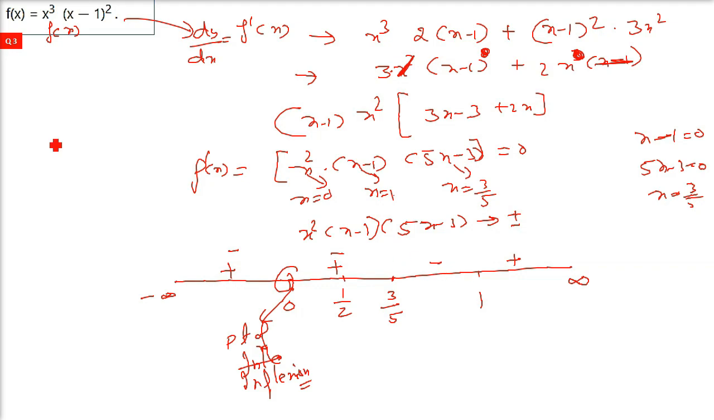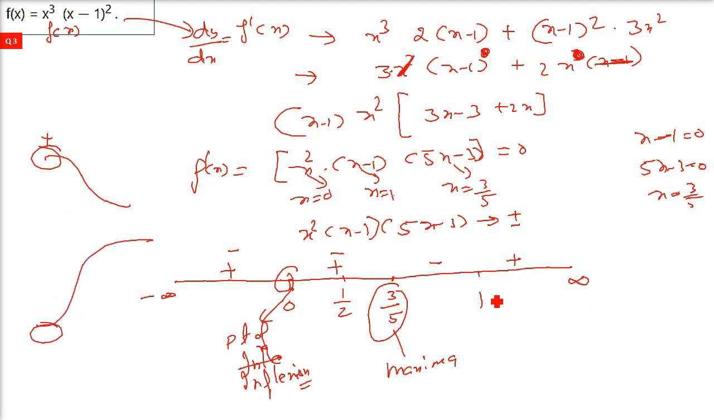How about between 0 to 3 by 5 and 3 by 5 and 1? It went from positive to negative. That is, you were higher and you are going lower. So this point 3 by 5 is the local maxima. Now you go from negative to plus at 1. So you were lower previous to 1 and you are higher after 1. So you went up. That is, you were at minima. So first is inflection, second is maxima, and third is minima: inflection at 0, maxima at 3 by 5 and minima at 1.